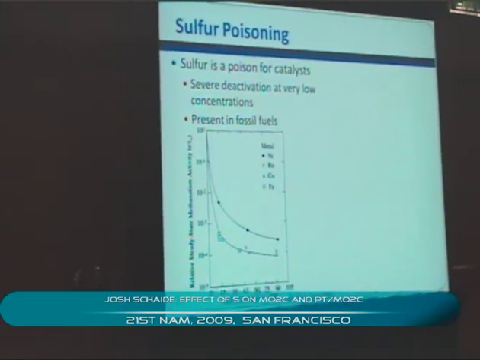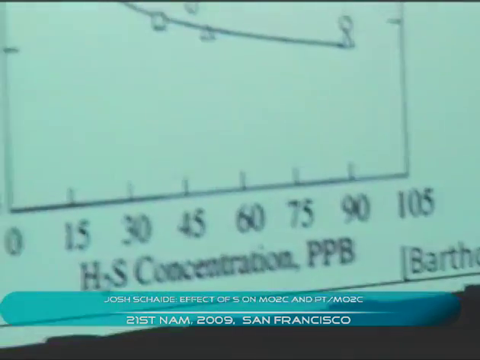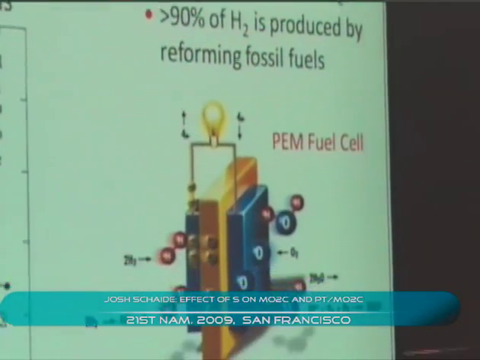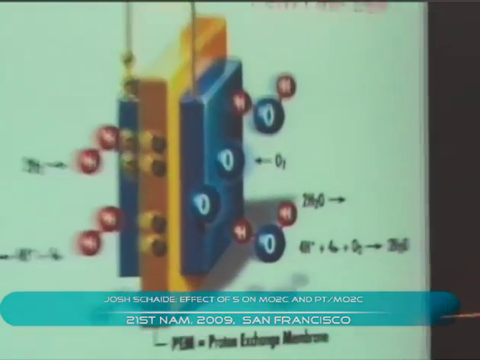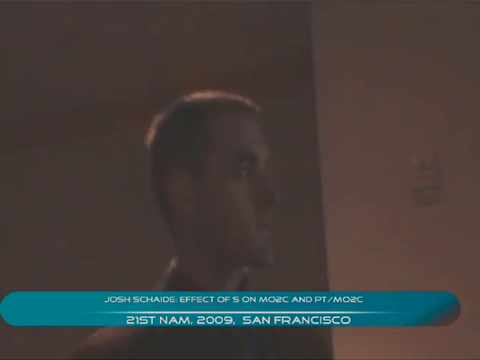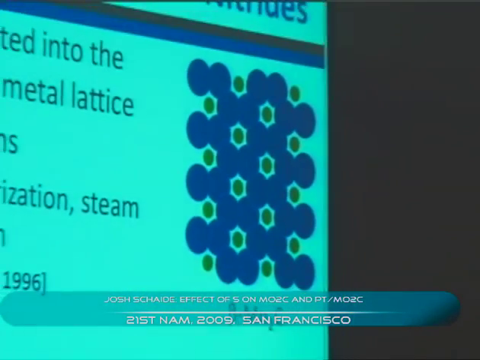Sulfur is also prevalent in virtually all fossil fuels, and so a specific area where this is really important is hydrogen production. So we're looking for sulfur-tolerant catalysts specifically for hydrogen production. The reason this is a big issue is there's a growing demand for hydrogen, specifically for the production of proton exchange membrane fuel cells, for ammonia synthesis, for alcohol synthesis. And currently more than 90% of our hydrogen is produced by the reforming of fossil fuels, which I mentioned are laden with sulfur.